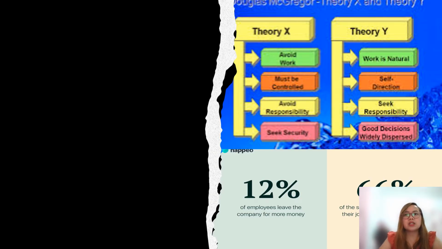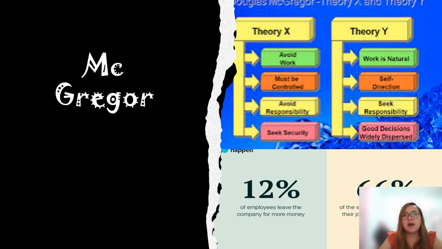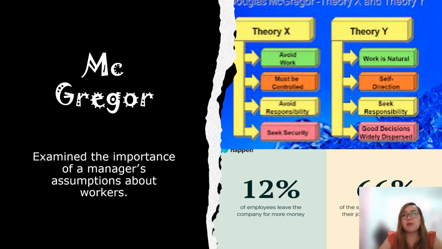Next theory is Douglas McGregor. He examined the importance of the manager's assumptions about workers and the intrinsic motivation of the workers. These assumptions McGregor labeled Theory X and Y. Theory X are the negative ones: avoid work, must be controlled, avoid responsibilities, seek security. Theory Y is the positive one: work is natural, self-direction, seek responsibility, good decisions widely dispersed.